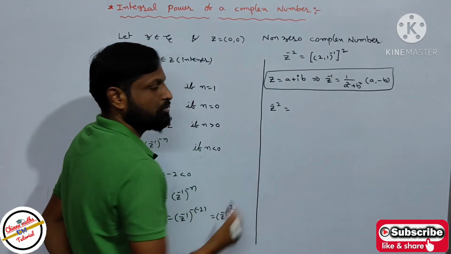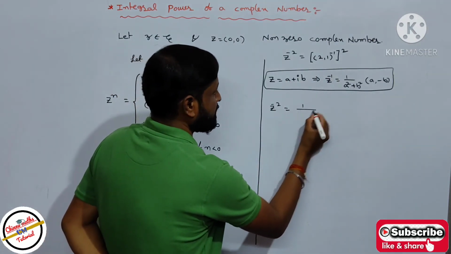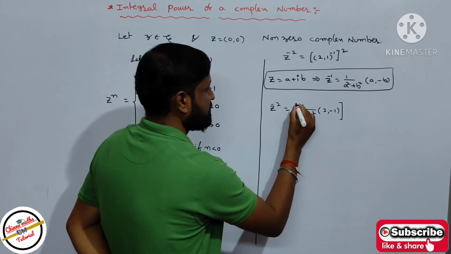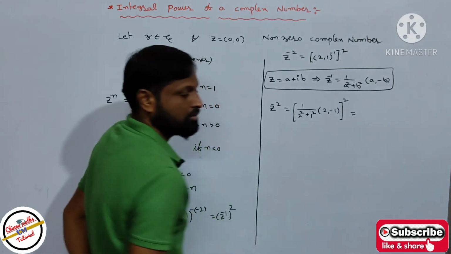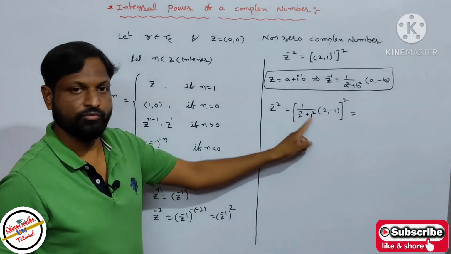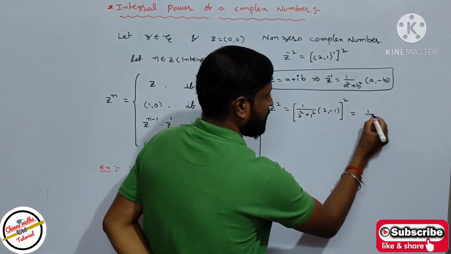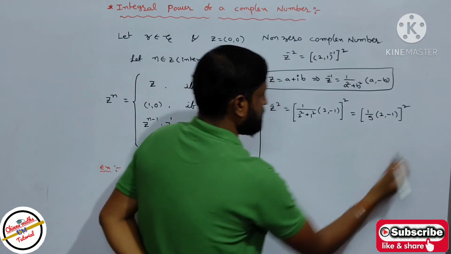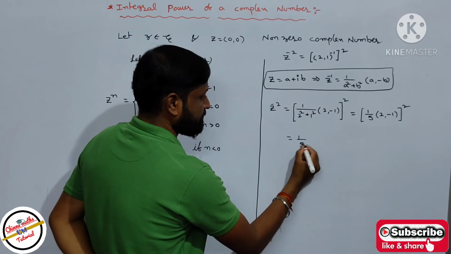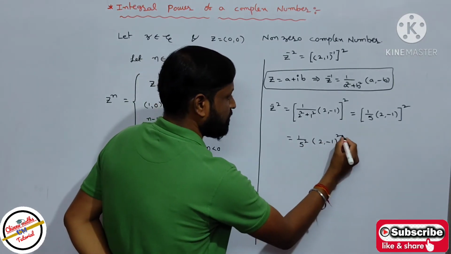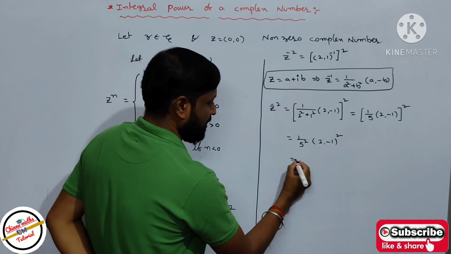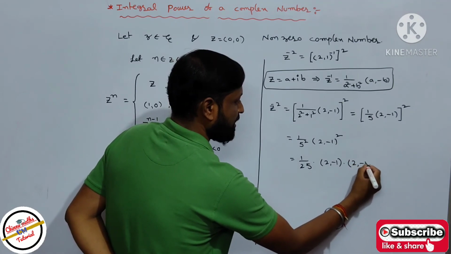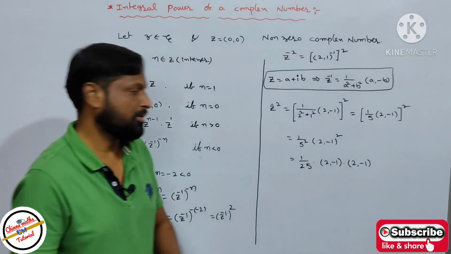2 means a, 1 equals b. Then substitute: 1 by a square plus b square into 2 comma minus 1, whole square. 2 square means 4, 1 square equals 1, 4 plus 1 equals 5. So directly I can write 1 by 5 into 2 comma minus 1, again whole square. So 1 by 5 square, comma 2 comma minus 1 whole square. 1 by 5 square means 1 by 25. The complex number can be written as 2 comma minus 1 into 2 comma minus 1, that is 2 comma minus 1 whole square.